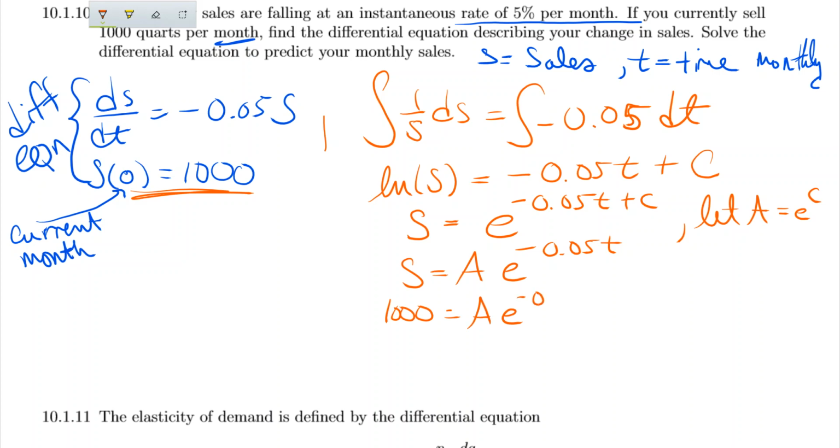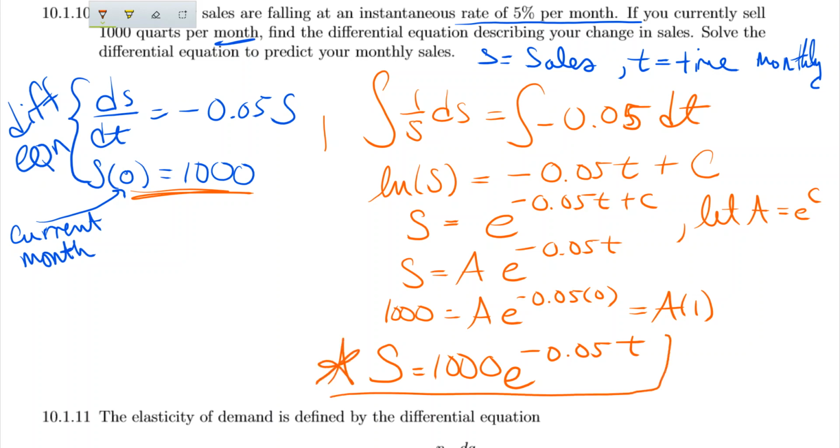A e to the negative 0.05 times 0. Well, that's going to be 0. E to the 0 is 1. So on this side, I'm just going to have A times 1. So what's A? It's 1,000. So S is 1,000 e to the negative 0.05 t. There we go. That's my solution. So there's my solution, or my equation that models this decay. There we go. That was hard to get out. Whew.